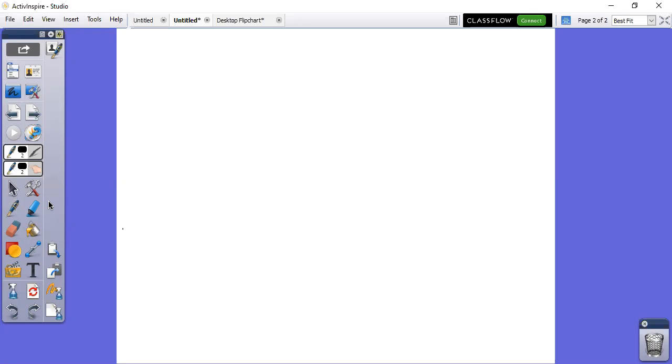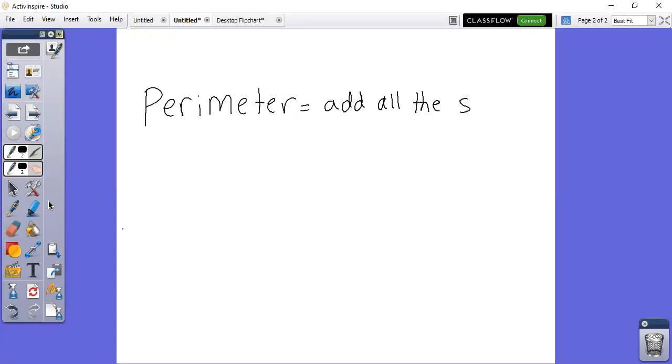So first thing, perimeter. What is perimeter? Perimeter, you add up all the sides. You're going to do your homework in a minute and you can use your notes. So if you did not know this already, you should write this down. Perimeter, add up all the sides.